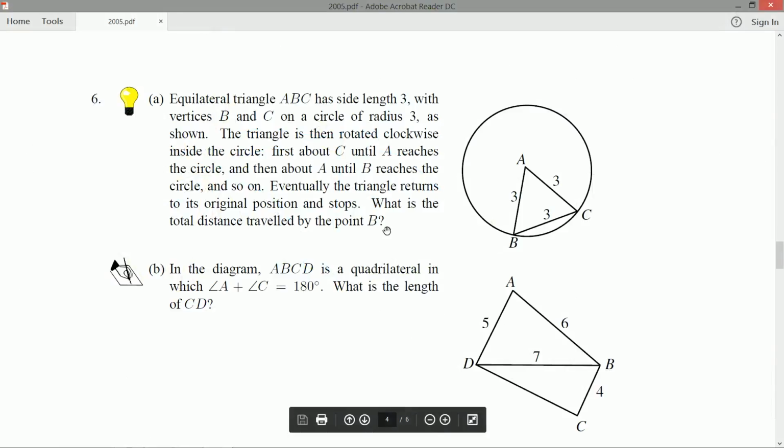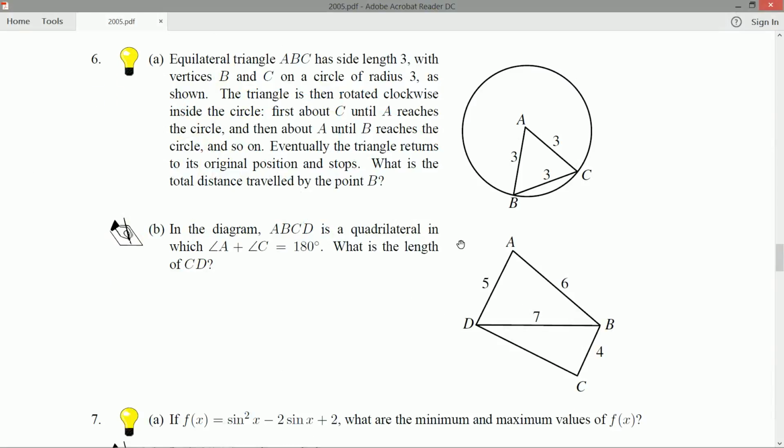What is the total distance traveled by point B? Pi this way, then another pi, then another pi, then another pi. Okay. Because a circle of radius 3 is going to have 6 pi as its circumference. A sixth of that is a 60-degree arc. We're all set. Okay, so B, the written part for the question.